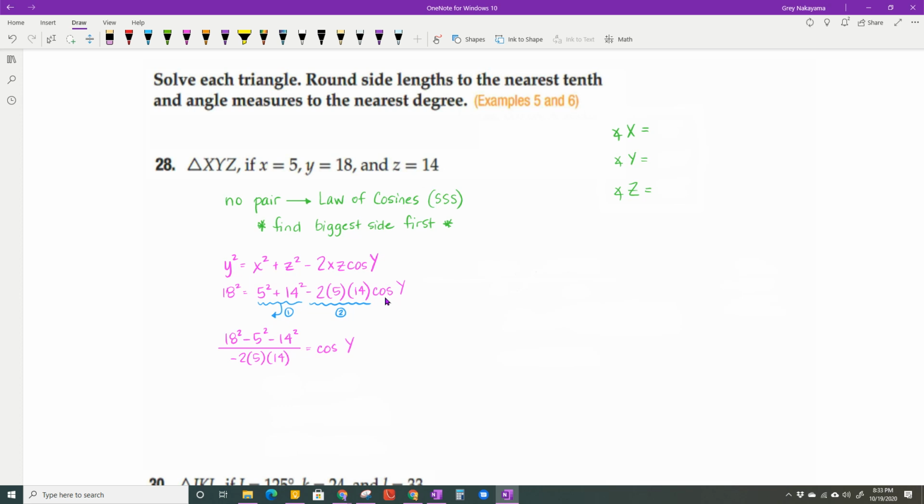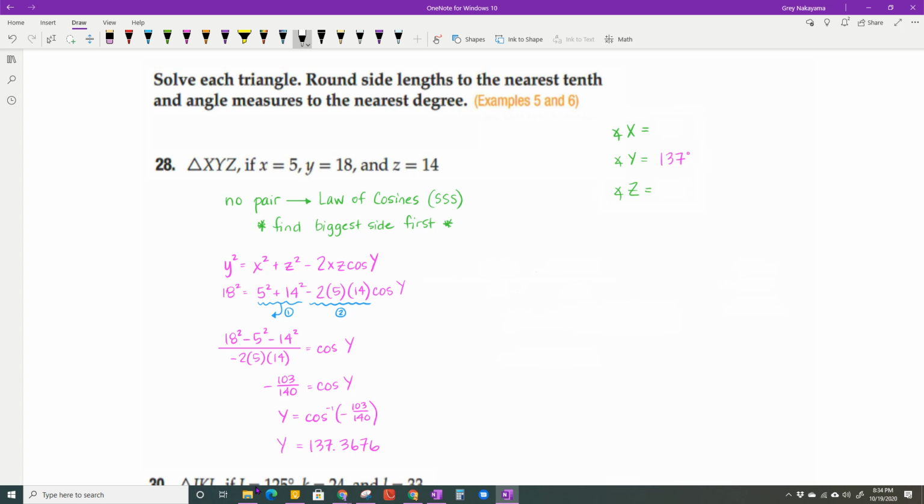So when I put that in class calc, it gave me a fraction. I just left it like that. And I'm going to do y is equal to the inverse cosine of that fraction. And I get y equals 137.36, and I'm supposed to round to the nearest degree. So that, of course, is 137.